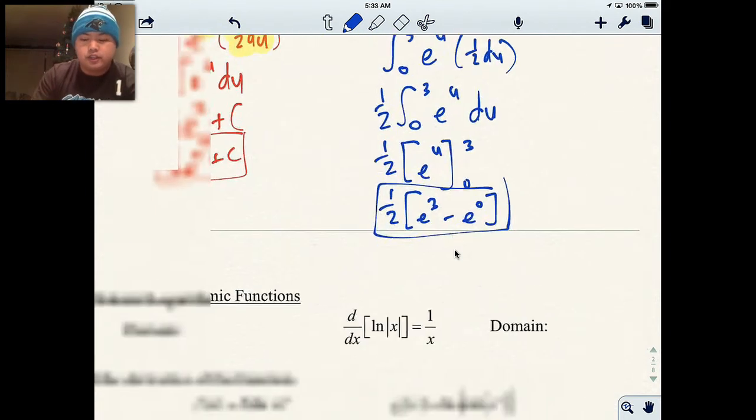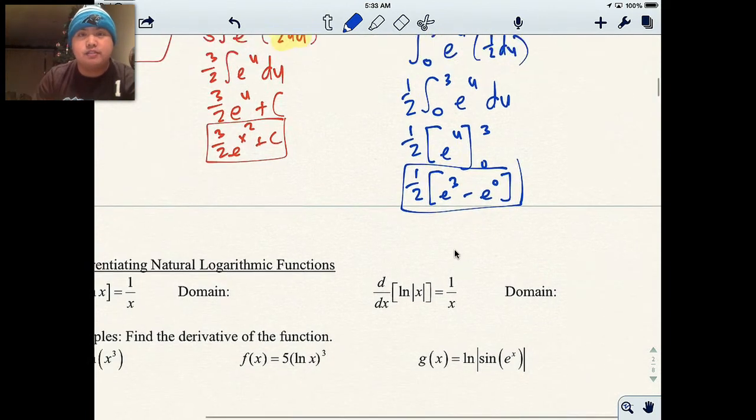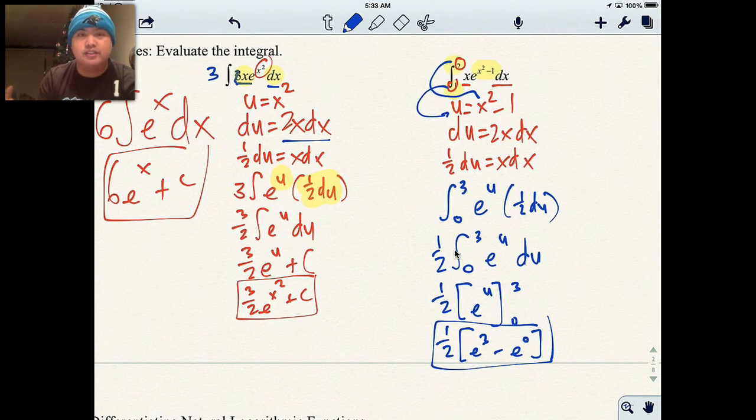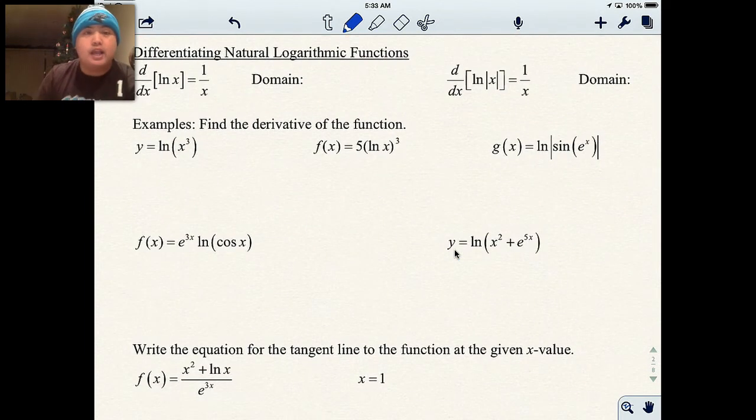Okay, so that's all you need to know about e's. E's are very easy because the antiderivative and derivative is itself. It's the only quantity you'll learn in calculus where it's like that. Now, if you go to the next page, ln is a little bit different. If you remember, the derivative of ln is 1 over x, and so that's that. So let's do the derivatives of ln.